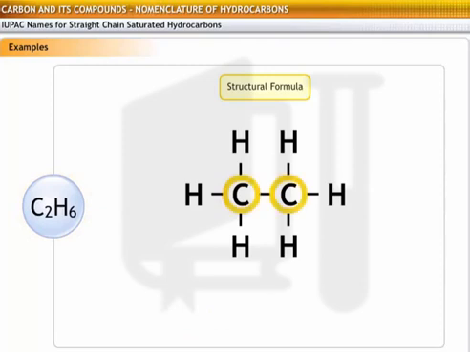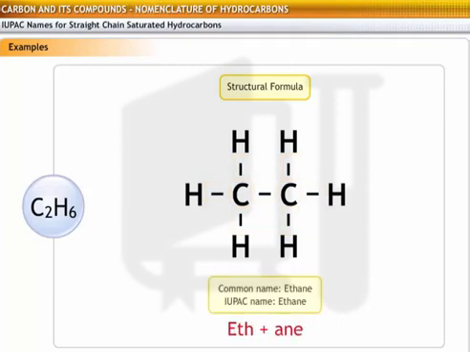C2H6 contains 2 carbon atoms. Hence the root word is eth. The carbon atoms are saturated with each having 4 bonds attached to different atoms. Thus, it is an alkane. The IUPAC name is ethane, which is a combination of eth and ane.